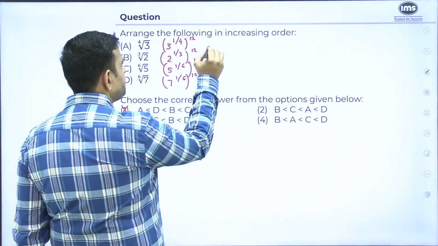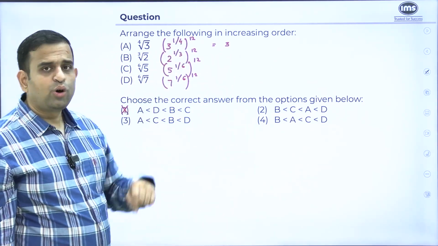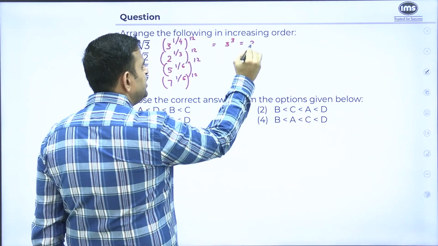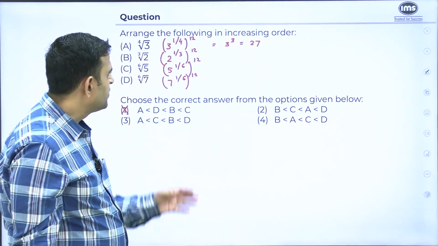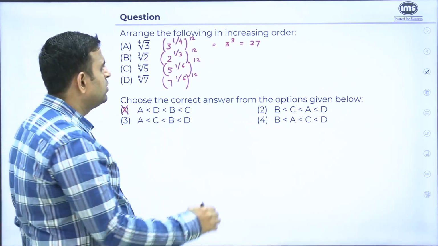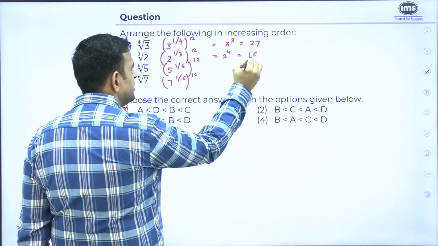So this result, if you look at, will become 3 power. How much is 1/4 of 12? 3. And the number 3 cubed is a simple number, 27. In the next case, how much is 1/3 of the number 12? Giving you a 4. So 2 raised to 4 will become 16.